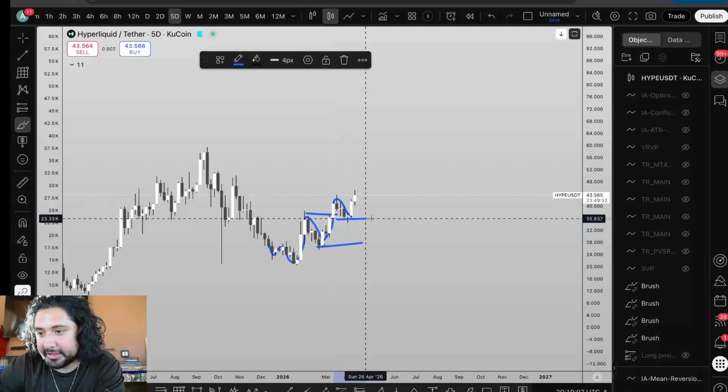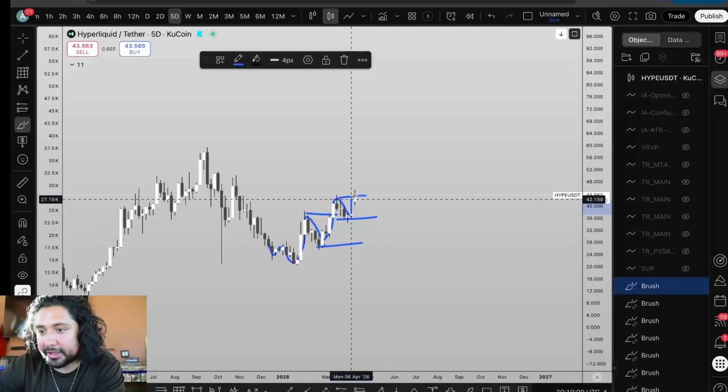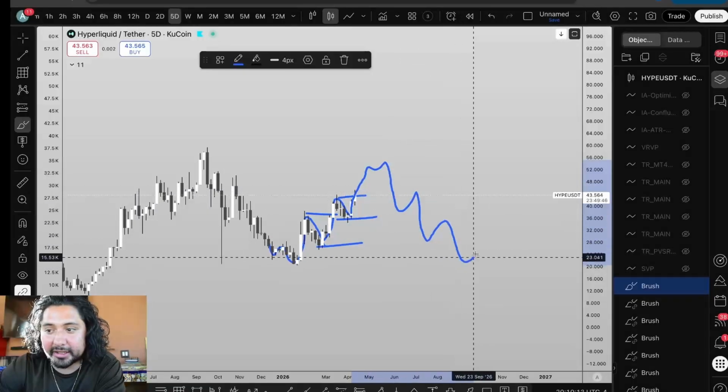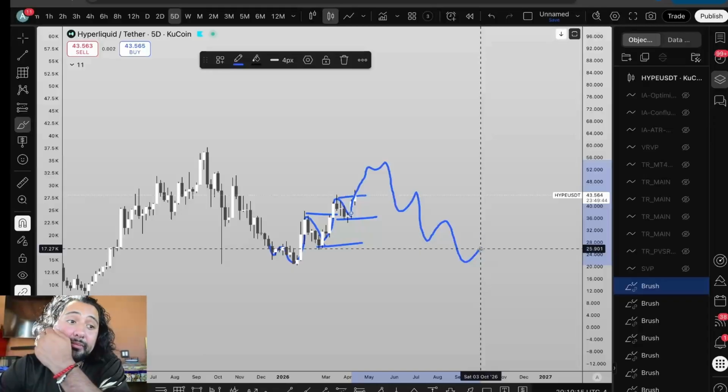Rise, retrace. This is level 2. Now we're going into that level 3 M formation and possibly start the cycle back again the other way. Okay, so Hype, I wouldn't be going heavy long on this.